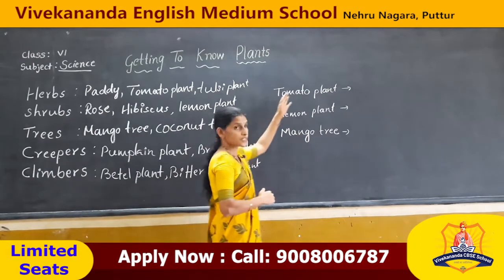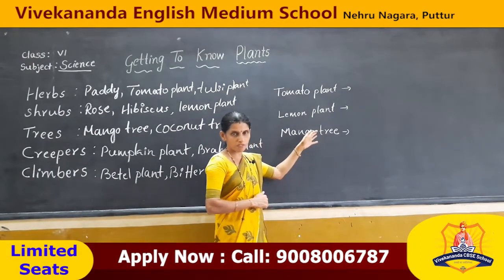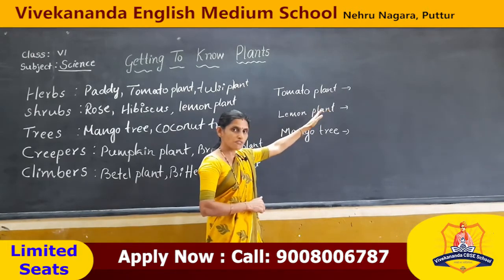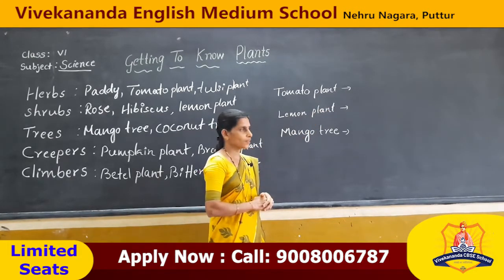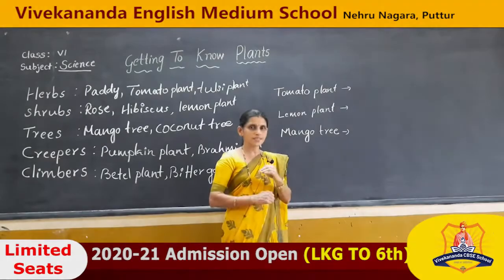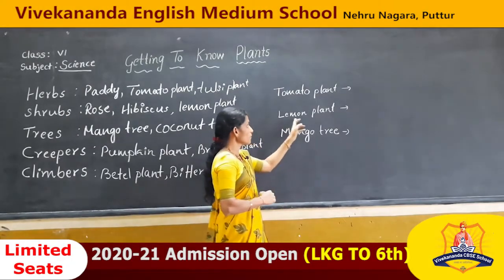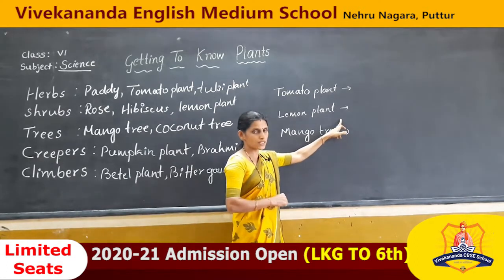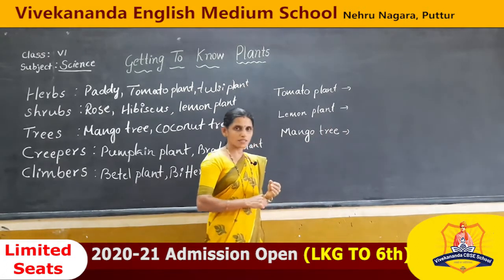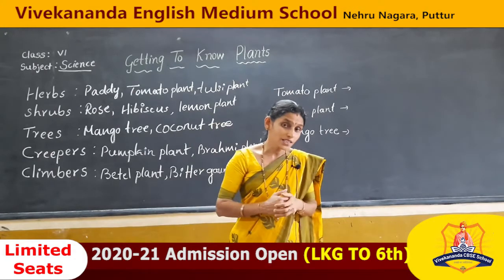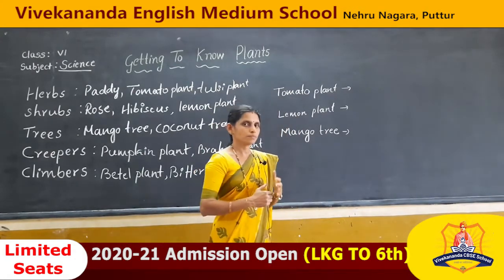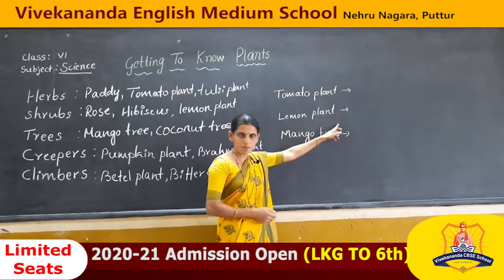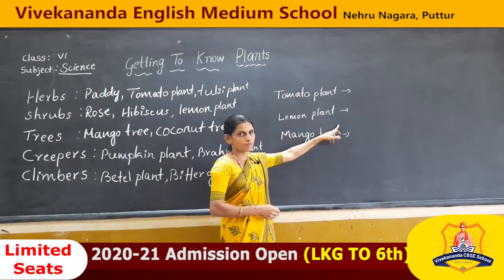If you see the stem of these three types of plants, here the tomato plant has a soft green stem and it grows to a certain height. If you see the lemon plant, it is of medium size and its stem is a little hard, also woody, and its branches develop from the base of the stem.